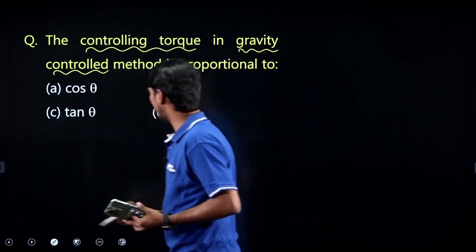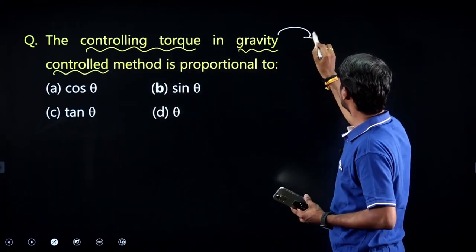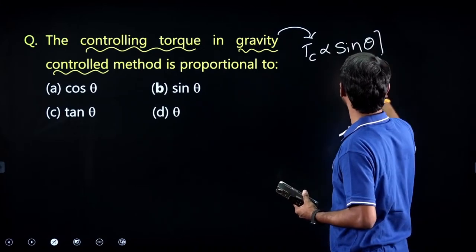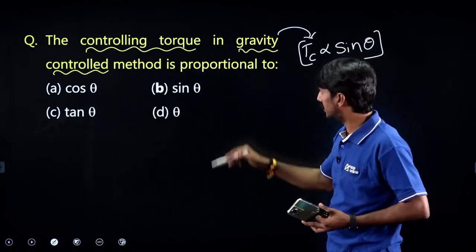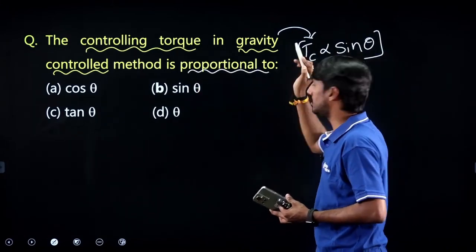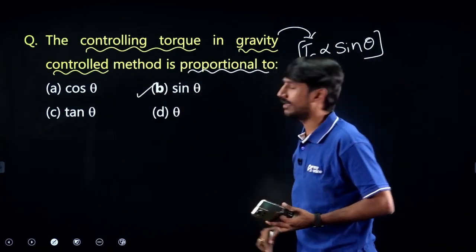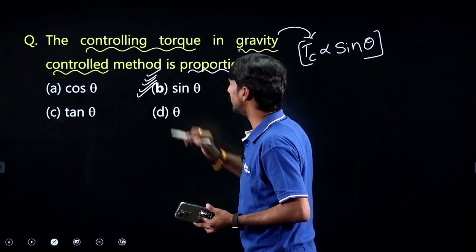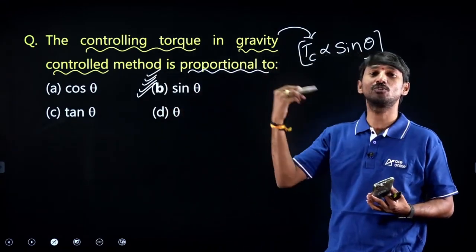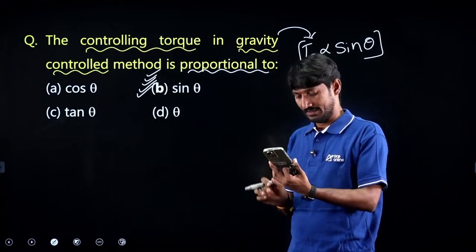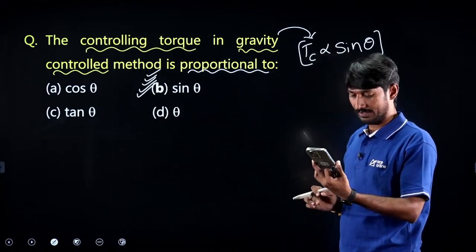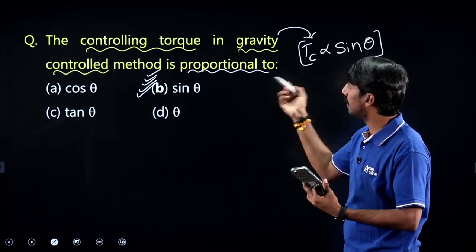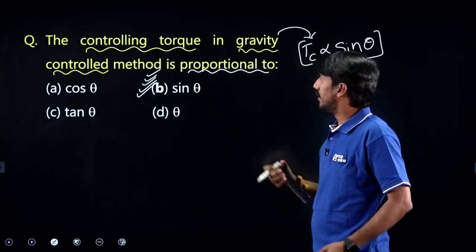Sir, the controlling torque in the gravity control method is Tc proportional to sine theta. They are asking, proportional to dash. So straight away, direct answer. Proportional to which parameter? That is sine theta. In this way, direct questions are possible. Veeraya and Anita, yes, give the answer. Correct. Sumit, Prem Sagar, yes, everyone give the answer. Option B. Very good. Next one.